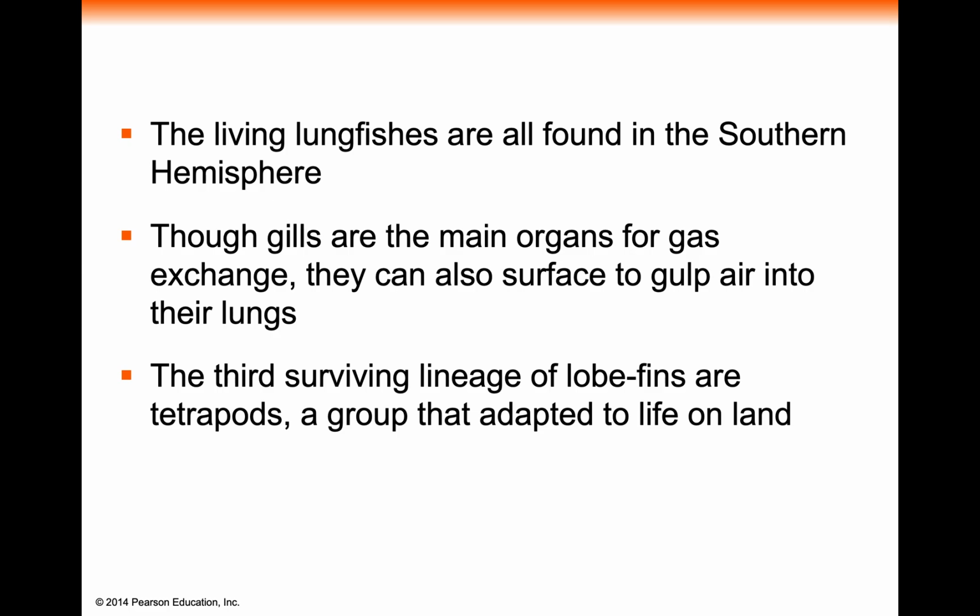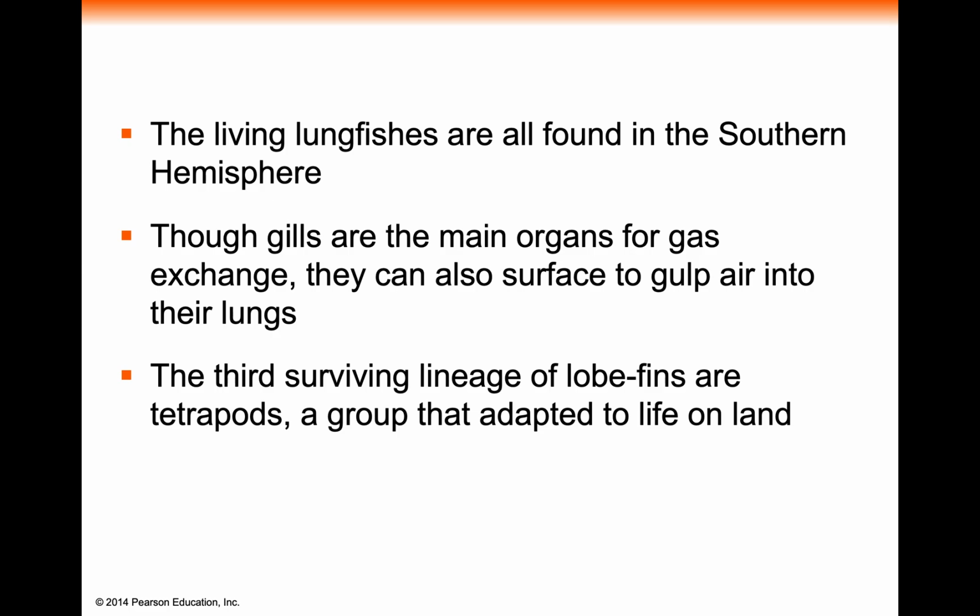And so they have that lobe fin structure, but they also have the ability to, it says, though gills are the main organs for gas exchange, it can also surface gulp air into their lungs. So they have lungs. Now, there are other bony fish that can gulp air as well, but it's a different type of process. These guys gulp, and it actually goes in the sac that's used like a real primitive lung. They can use it to kind of get them in between times of being in water, so they can survive out of water for a substantial amount of time.